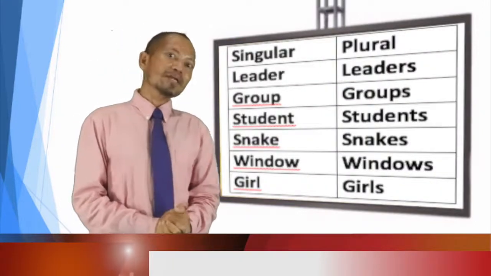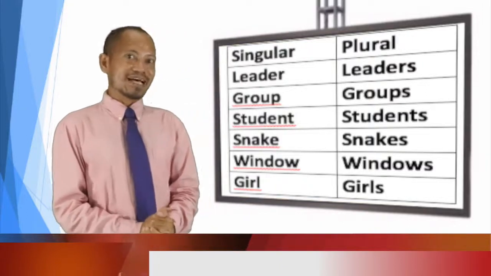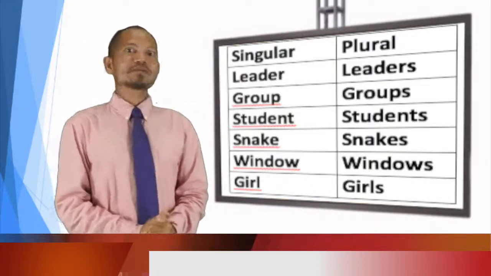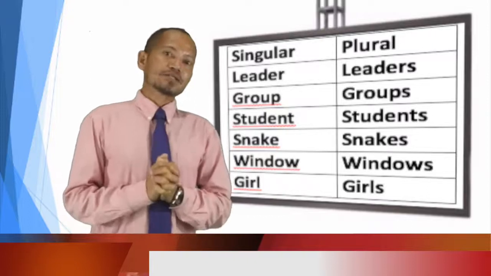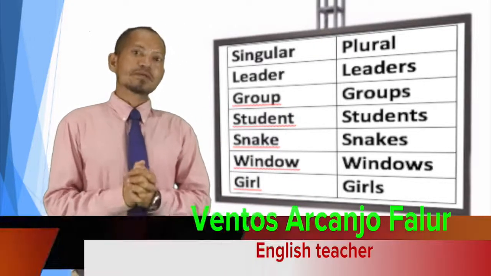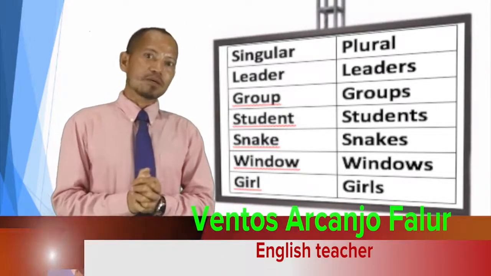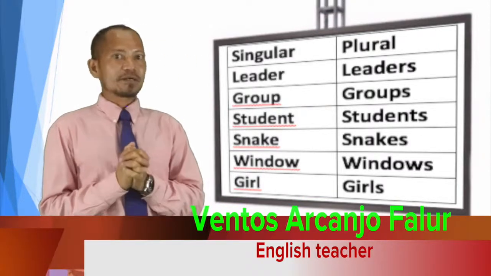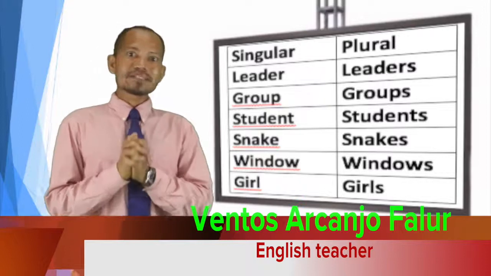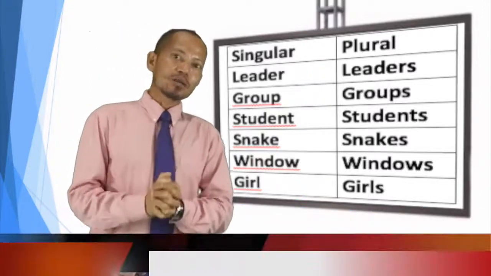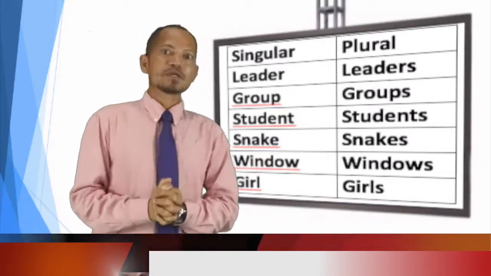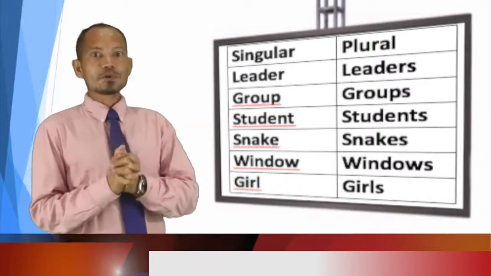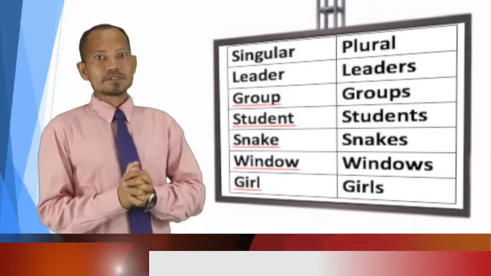Okay, please have a look at the examples on how the singular nouns change to plural nouns followed by s, as in the following table. As you can see in the table, there are two columns. The first column is singular, followed by the next one, which is plural. Now look at the singular nouns in the first column and then the plural noun column.